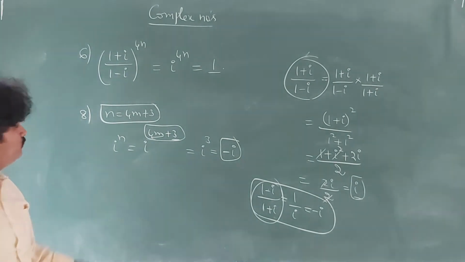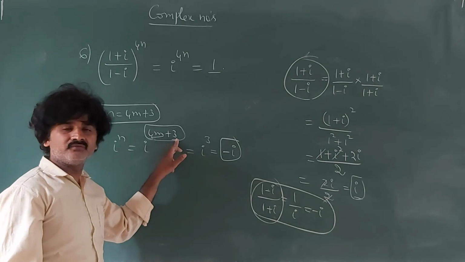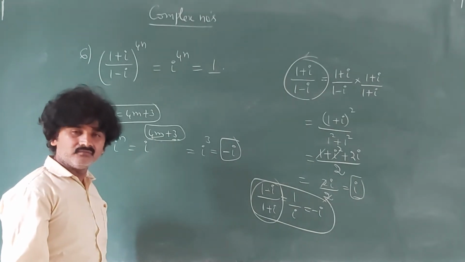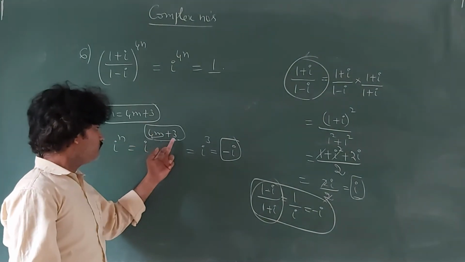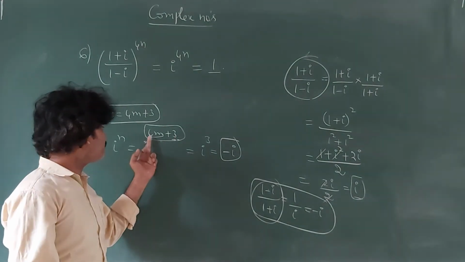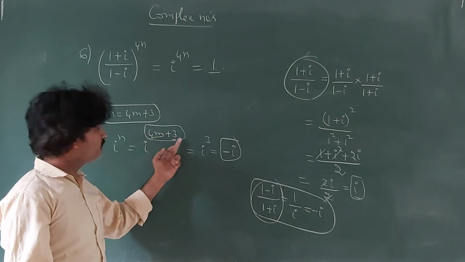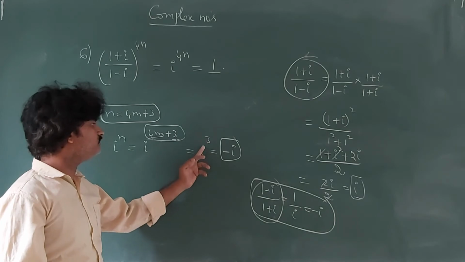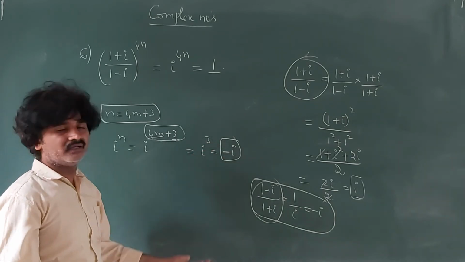Got my point? 4m plus 3 means if you divide 4m plus 3 with 4, the remainder is only 3. Why? Because 4 is cancelled m times here. Remainder is only left with 3. So the answer is i cube. i cube value is minus i. That's it.